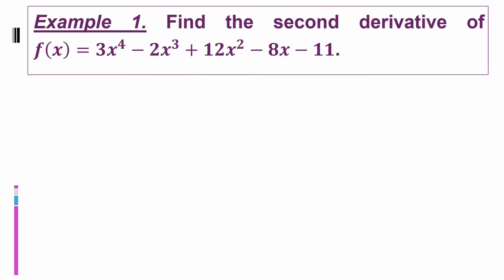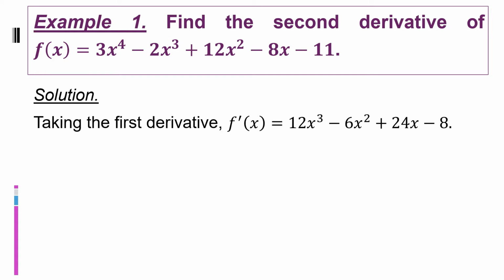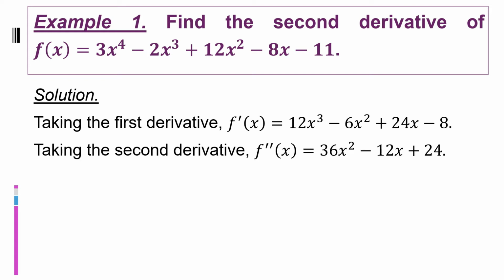For example, find the second derivative of f of x equals 3x raised to 4 minus 2x cubed plus 12x squared minus 8x minus 11. So, since second order ang hinahanap natin, kunin muna natin yung first. So we have 12x cubed minus 6x squared plus 24x minus 8. Now, if we take the derivative of that, we have f double prime of x equals 36x squared minus 12x plus 24. Ganun lang kadali. Okay?